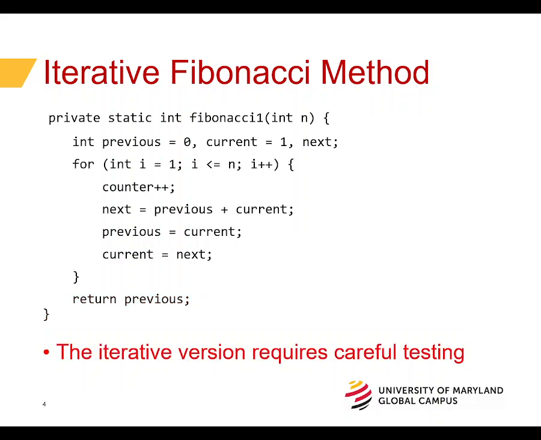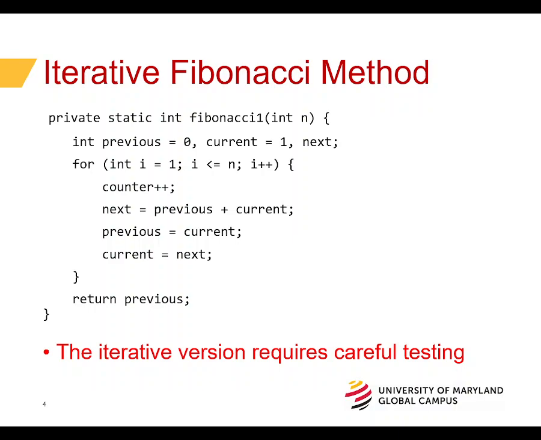The iterative version requires careful testing. To see that this method produces the correct result, we must examine what happens when n is 0, 1, and then all numbers beyond. When n is 0, the loop never iterates, so previous remains 0 and 0 is returned. When n is 1, the loop iterates once, so previous is set to current, which was initialized to 1, and 1 is returned. So both base cases work correctly.